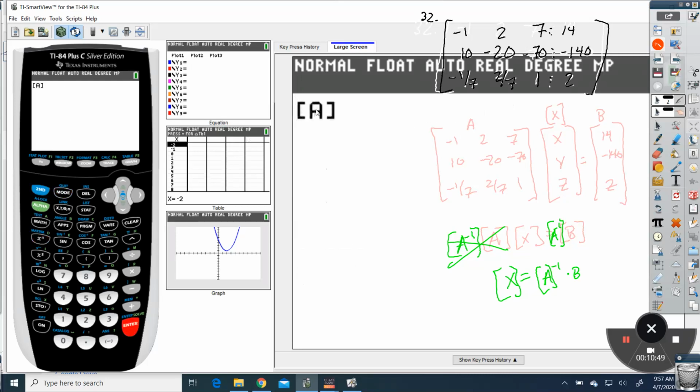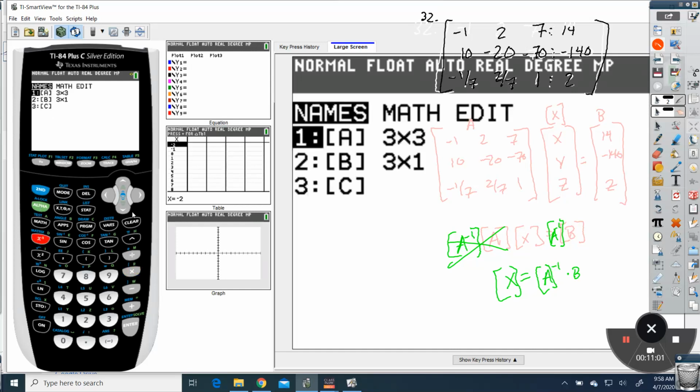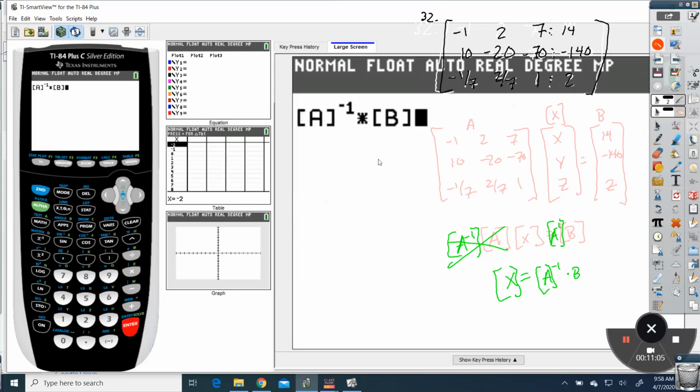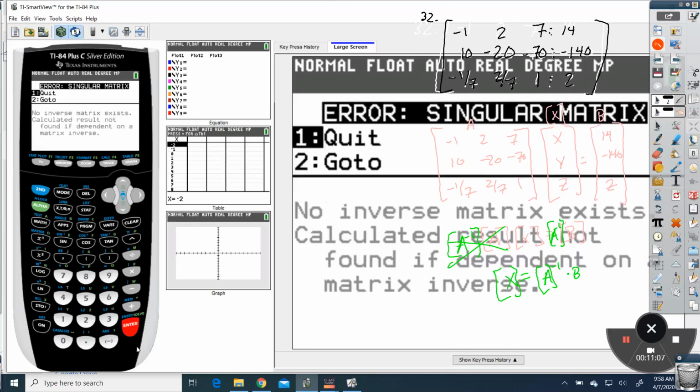So I went back into my matrix menu. I chose A. Now I hit that x negative 1 without the second in front of it, and now it makes it A negative 1, just like we wanted, times second matrix B. So I choose B. So A negative 1 times B, and I hit enter. And it says no inverse matrix exists, calculated result not found if dependent on matrix inverse. So it says singular matrix.